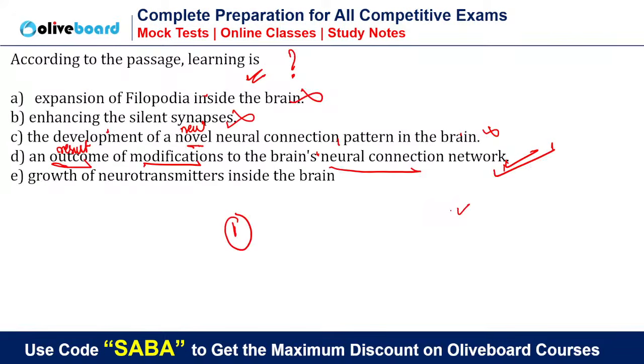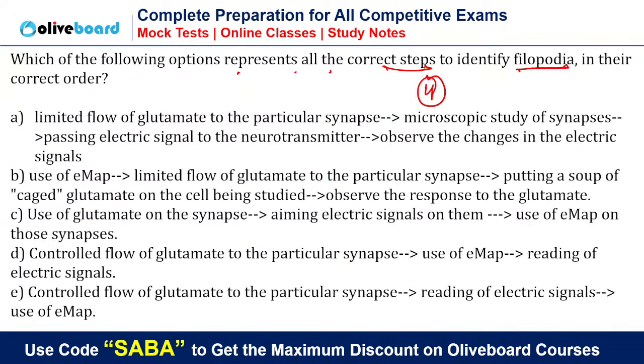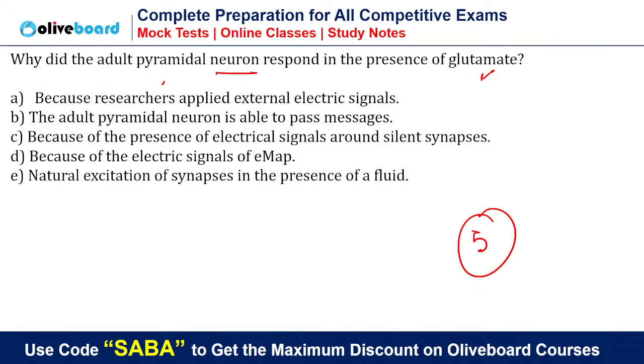I think this much will do the work. See here, EMAP is missing. Here also EMAP is missing. I think on the basis of use of EMAP only we can eliminate all the options. Yes, because first they used EMAP and then they used limited flow of glutamate to the particular synapse, and then observe the response. This is also given. Yes, the answer is absolutely B. Correct. Next question.